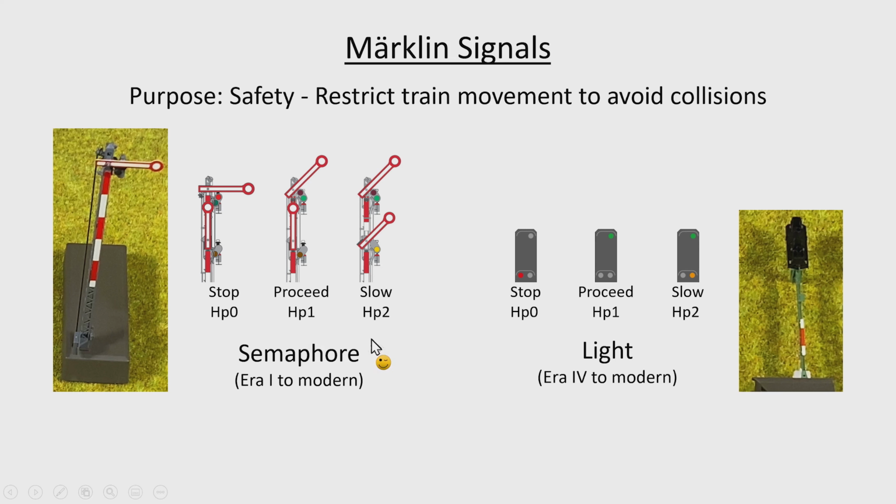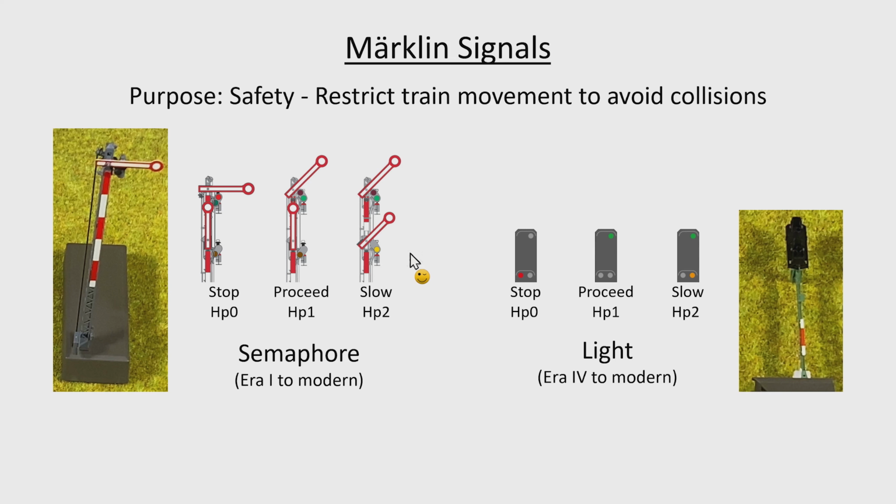And then there is the third main signaling aspect, which is slow, which is basically proceed slowly. This would typically indicate that there's a reason you have to go slow to move forward, which could be, for example, that a turnout is set for turning off the main line and there's a restricted speed through the turnout.